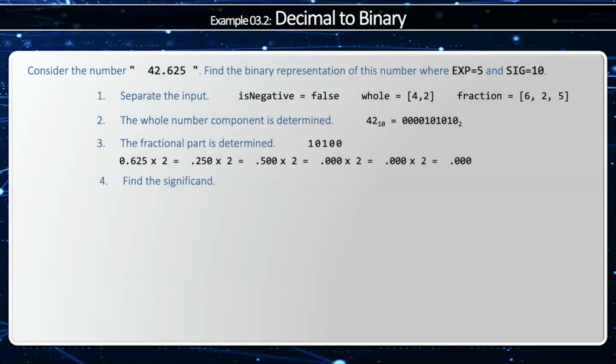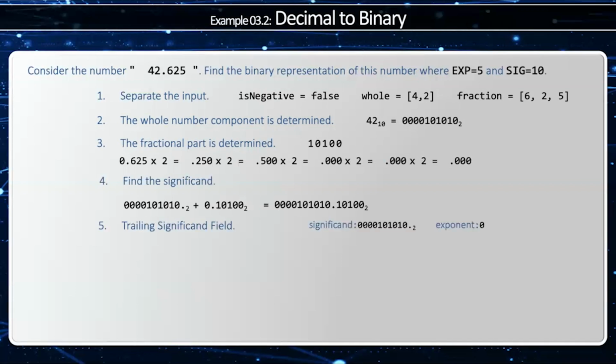Now I'm going to find the significand, and then I'm going to take the whole number component plus my fractional component. I'm going to add those together, and then I'm going to find the trailing significant field by moving that decimal point over until it's 1 to the right of my most significant bit. And therefore my exponent will be 5 here, and my trailing significant field will be 0, 1, 0, 1, 0.